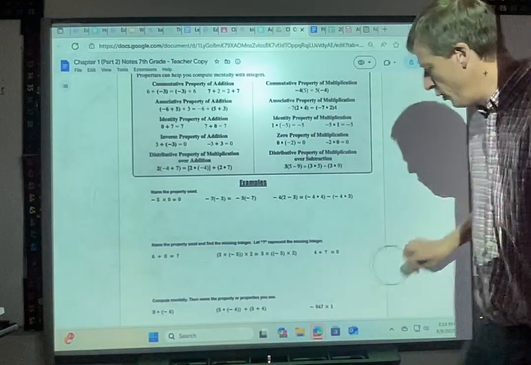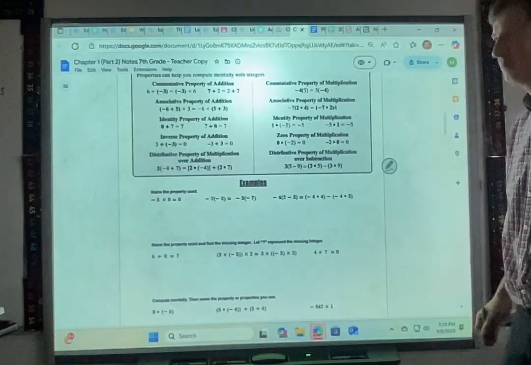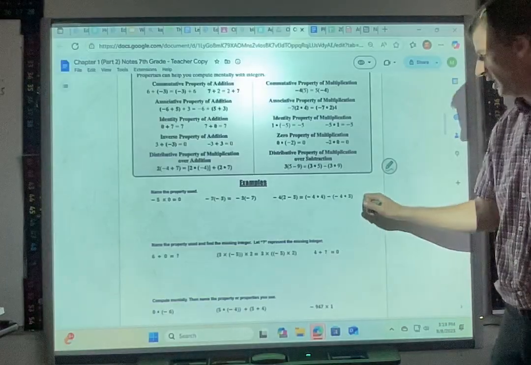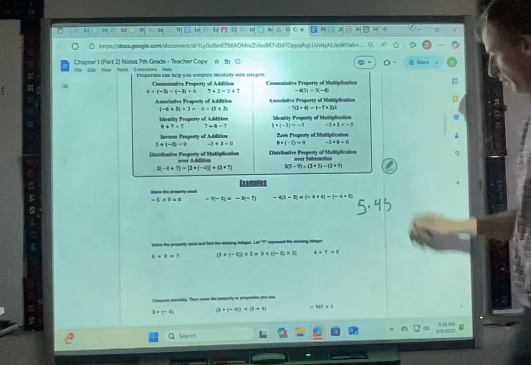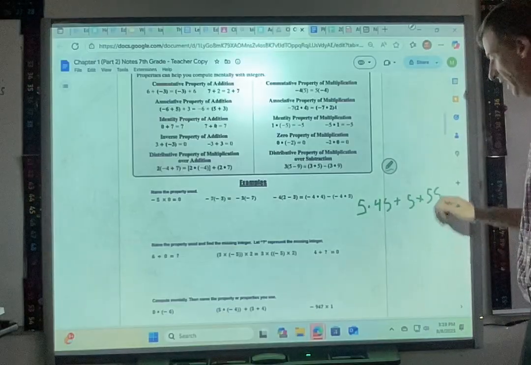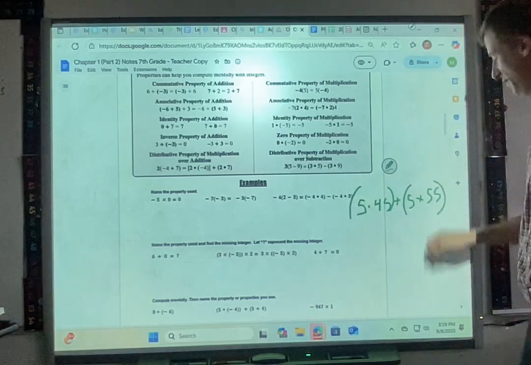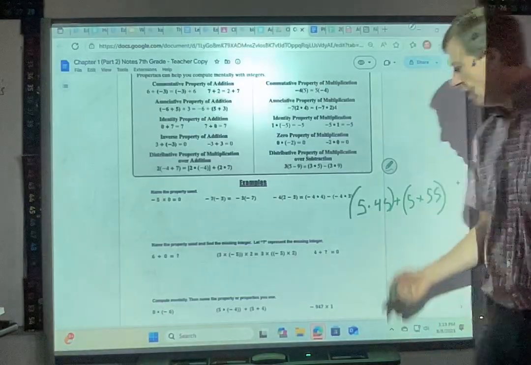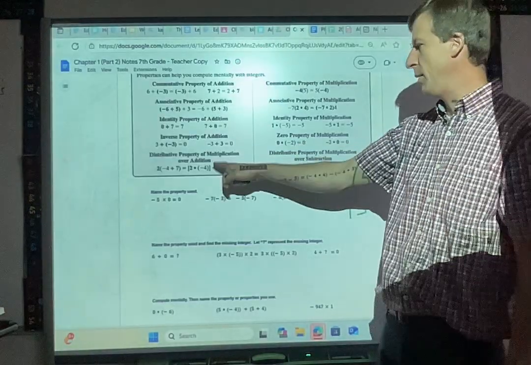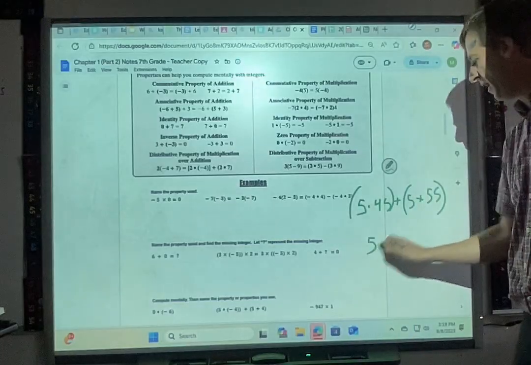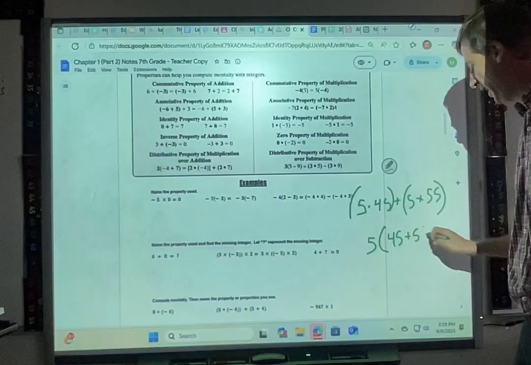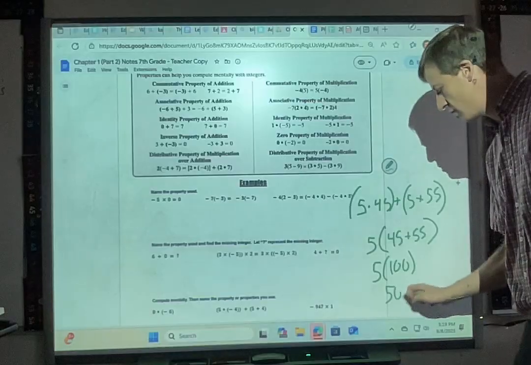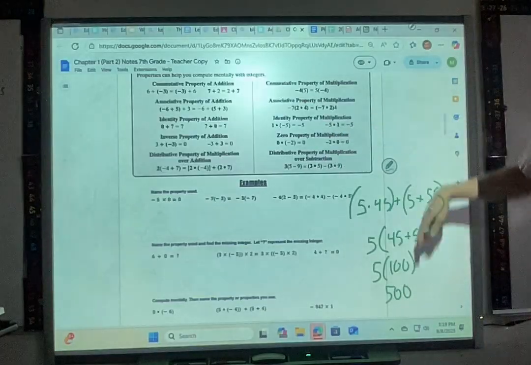Or similarly, let's see, what's a good example? If you ask me what is 5 times 45 plus 5 times 55, that's a difficult problem for me to do in my head. I'd have to write this one out. However, using the distributive property of multiplication over addition, I could change this to 5 times (45 plus 55), and then that's an easy problem, right? 45 plus 55 is 100, and 5 times 100 is 500. So if I know these properties, this problem becomes really simple.